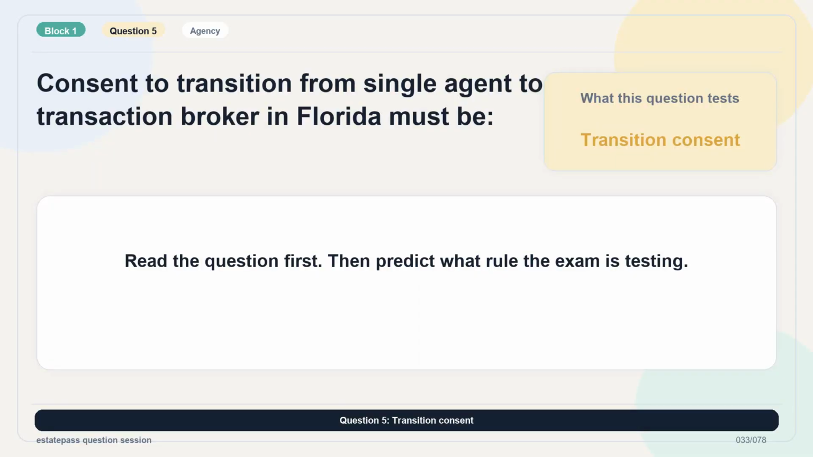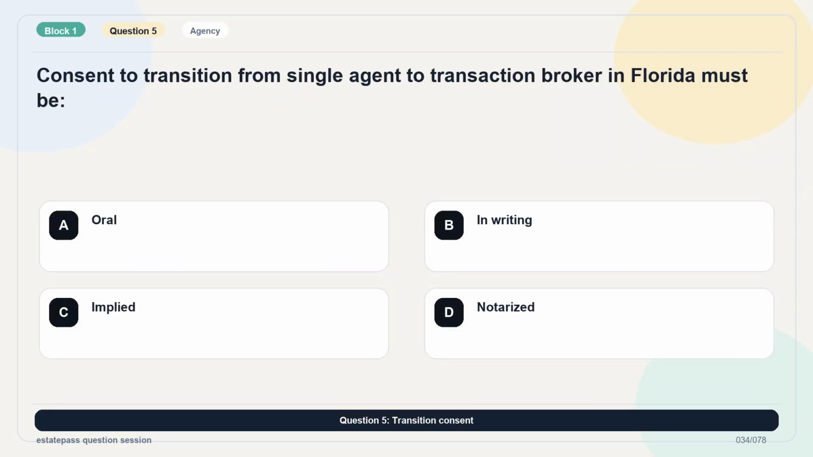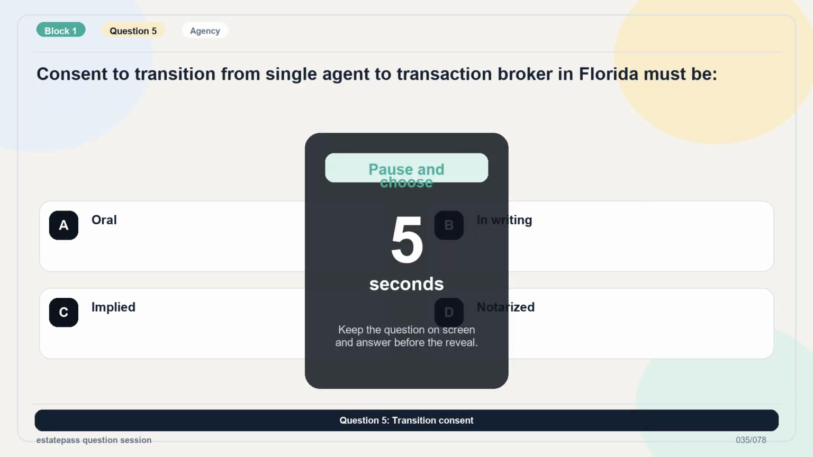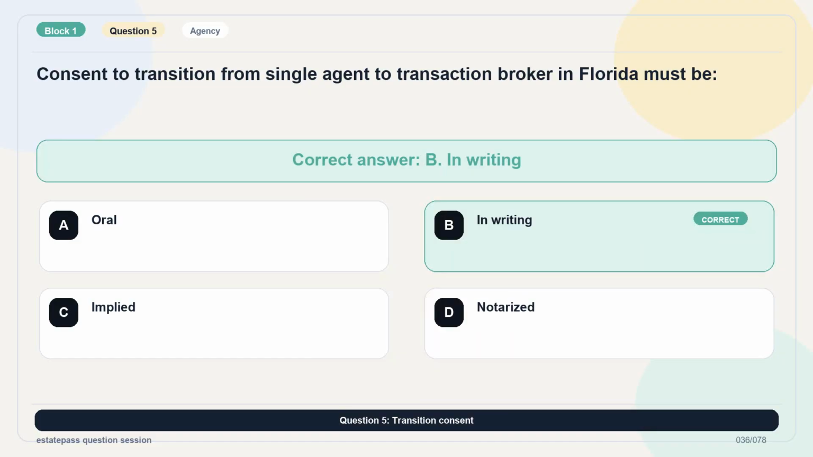Question 5. Consent to transition from single agent to transaction broker in Florida must be: A. Oral, B. In writing, C. Implied, D. Notarized. Pause here and choose your answer. The correct answer is B. In writing.